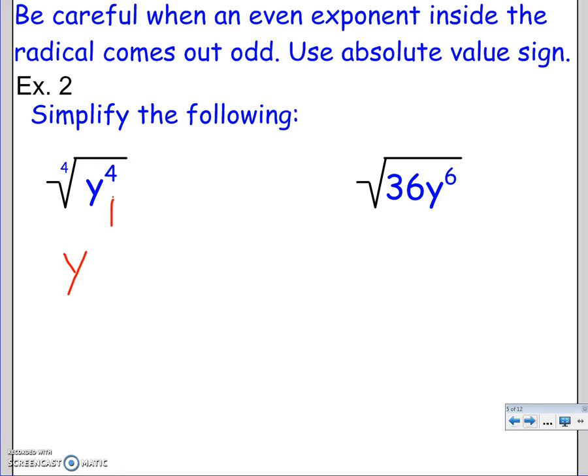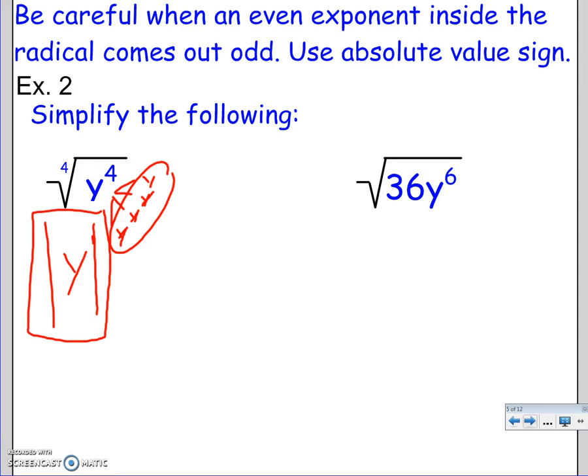I mean, if you really want to, you could break that up to y times y times y times y, circle all 4, 1 goes out, the rest disappear. Now, see how it was y to the 4th, it was even inside? On the outside, it's just y to the 1st power. Since that, I must put absolute value sign around it. That's my answer. Now, the reason why we do that is we don't know if y is positive or negative, because we're taking the 4th root of a number inside.